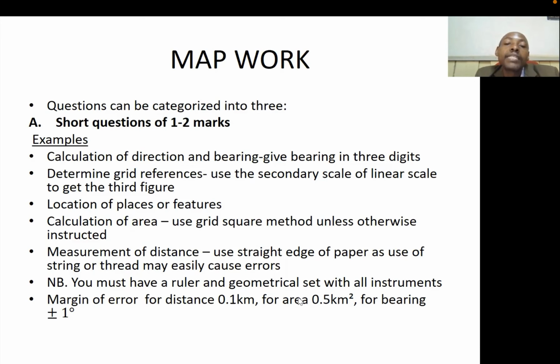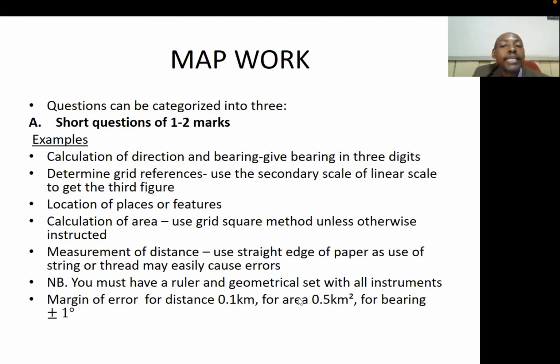Here, I will emphasize that the candidates give bearing in 3 digits, even where the bearing is less than 100 degrees, like maybe 50 degrees. Introduce a 0 on the left side of the 5, so that you have 0, 5, 0 degrees to have the 3 digits. Don't write in 2 digits. The other one is determining grid references.